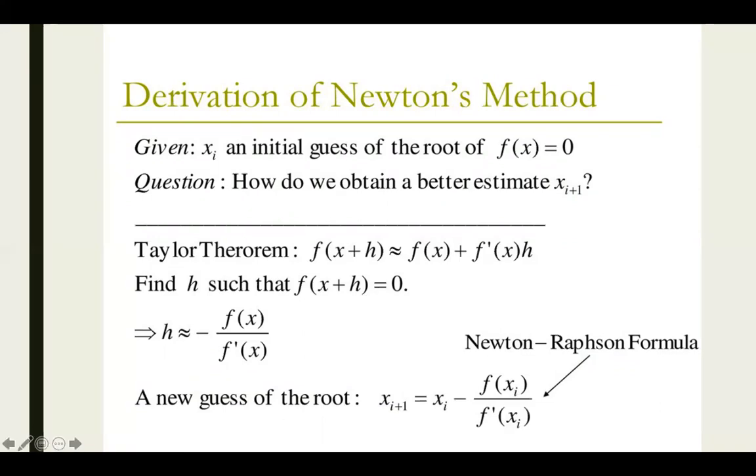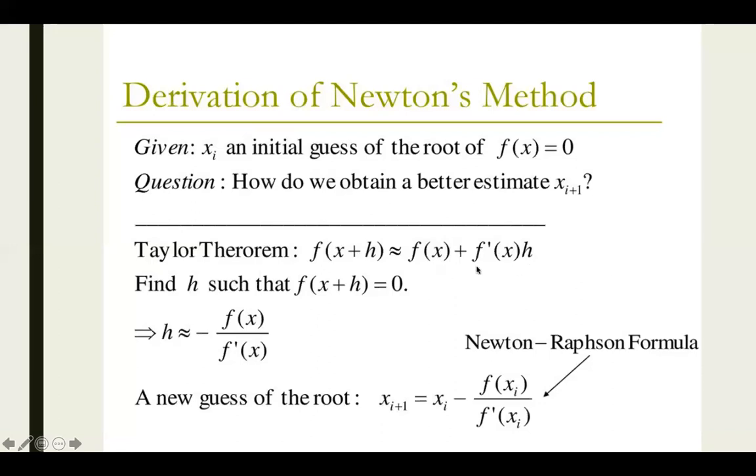Now, as per the Taylor theorem, we have f of x plus h equal to f of x plus f dash of x into h. We will have other higher order terms as well, but we have neglected them. The full series is f of x plus f dash of x into h plus h squared upon 2 factorial into f double dash of x, and so on.